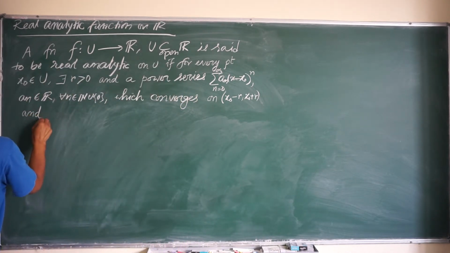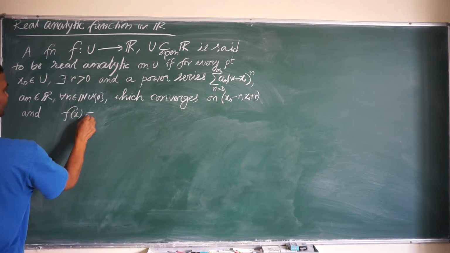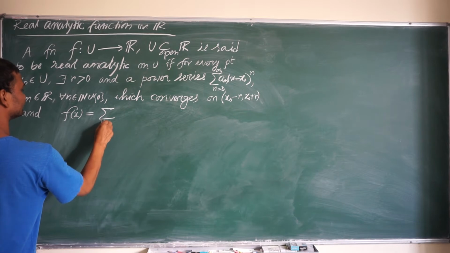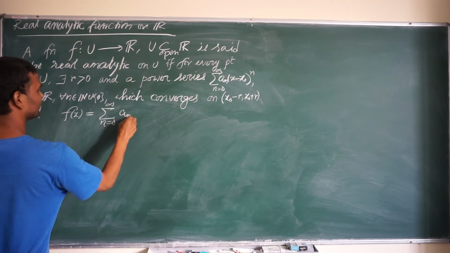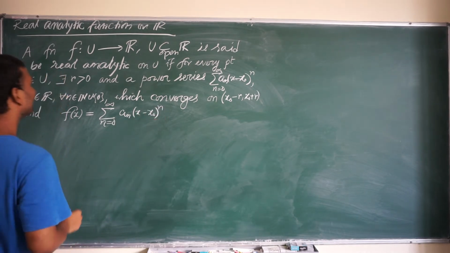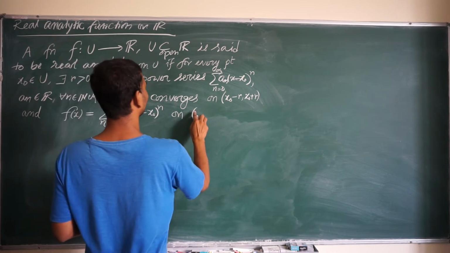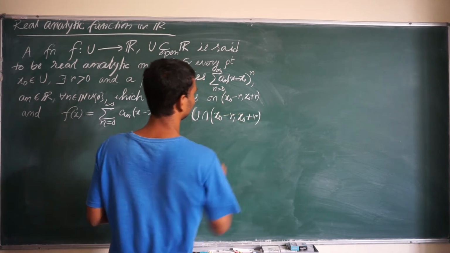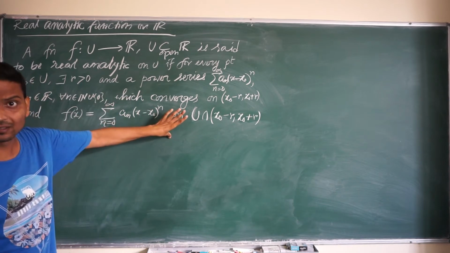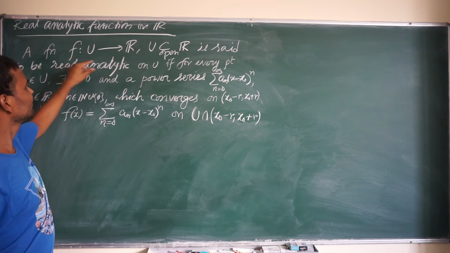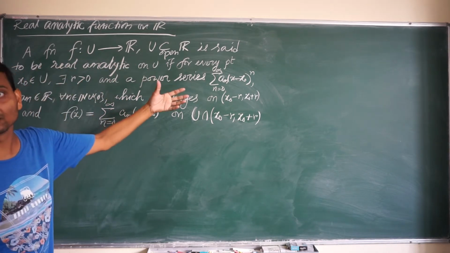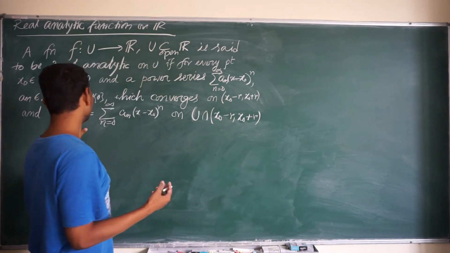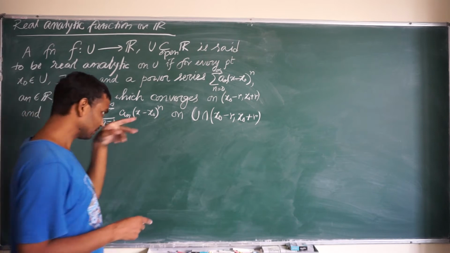And f(x) is summation n equal to 0 to infinity a_n (x minus x naught)^n on U intersection x naught minus R to x naught plus R. Alright, so you have an open set, not necessarily connected, and for every point in that open set you have a positive number and a power series such that the power series converges in this interval and f(x) has to be equal to it on this. So what is this actually?